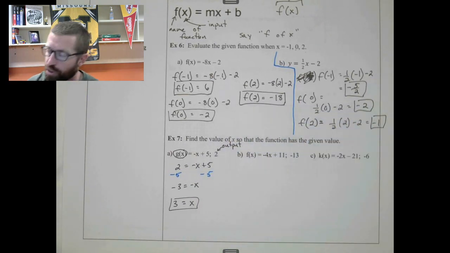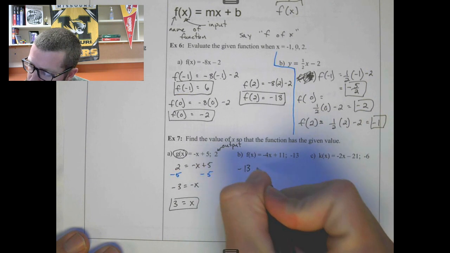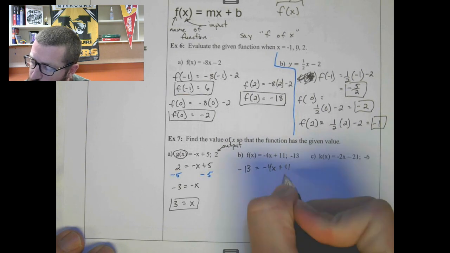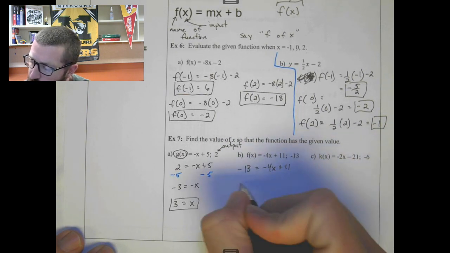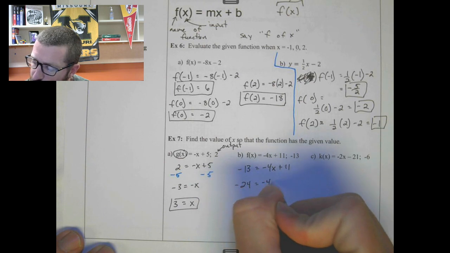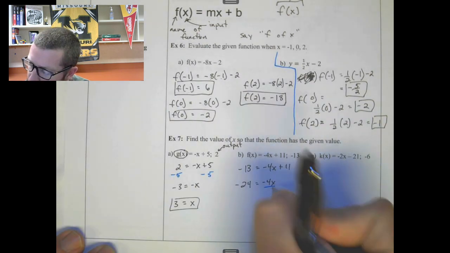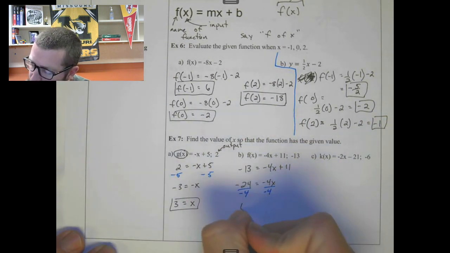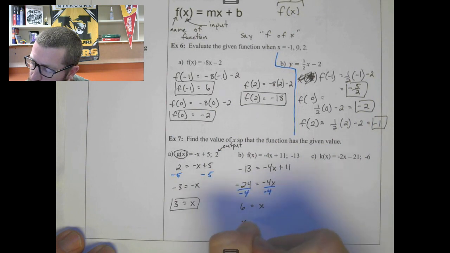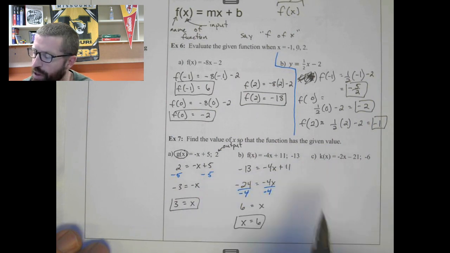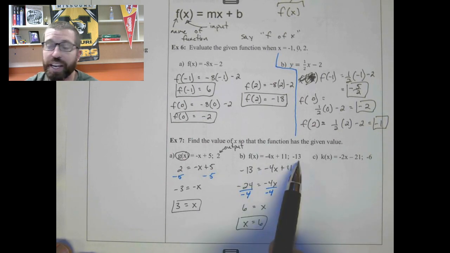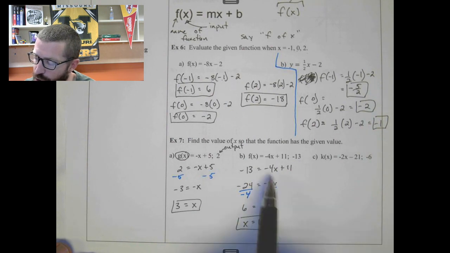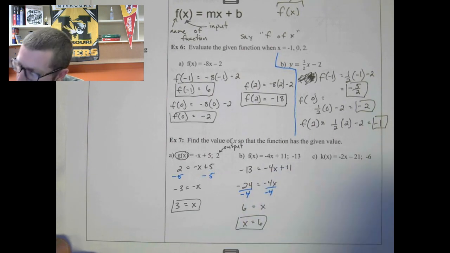Okay, try B and C. Pause the video. On B, we plug in -13. When we subtract 11 from both sides, we get -24 is equal to -4x. And then when we divide by -4, we get +6. So x is equal to 6. So that means when you plug in 6, we should get -13. And you can check that. You get -24 plus 11 is -13.